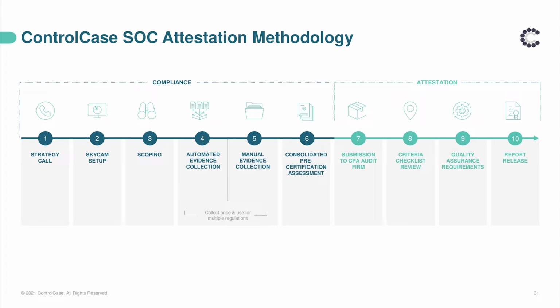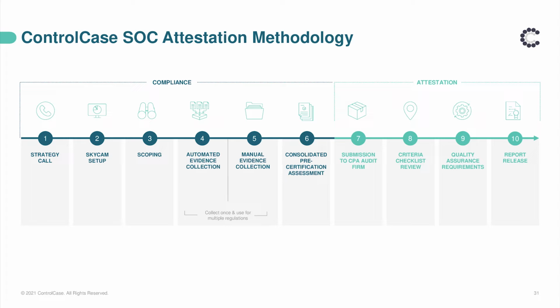Now we will dive into what is the ControlCase SOC 2 attestation methodology. So there are two areas which form the part of attestation. The first part is the compliance piece, and then the second part is an attestation piece. The compliance piece broadly includes things like evidence collection. It includes things that are automated, such as automated collection of evidence. It makes sure you're looking at manual collection of evidence, making sure you are collecting evidence at various points in time, and really coming to a point where essentially you have taken the first six steps in this case to really make sure your compliance posture to SOC 2 or any other standard is appropriate.